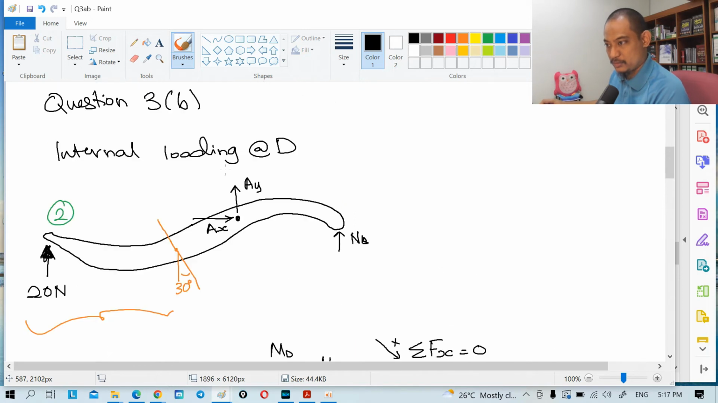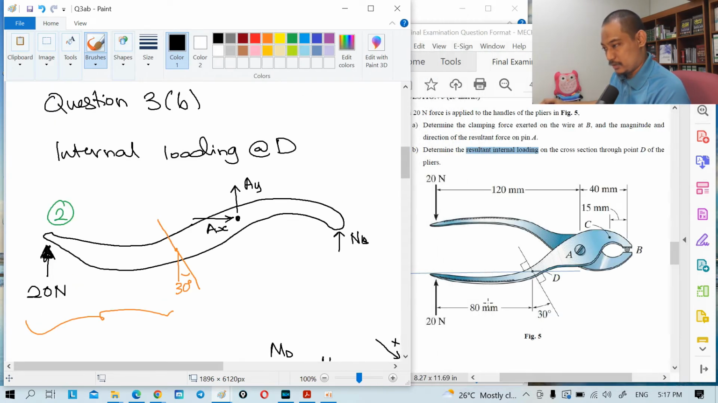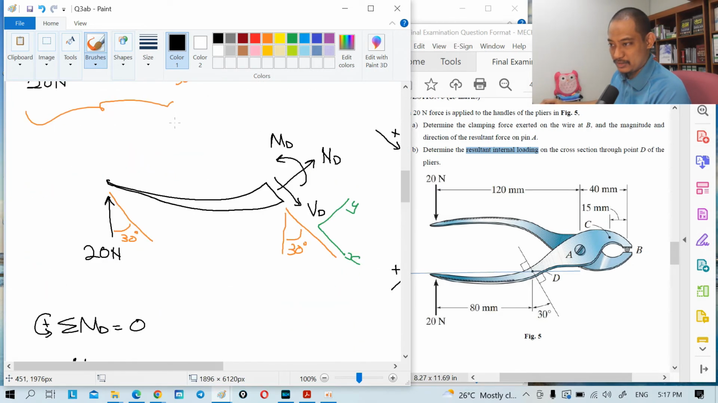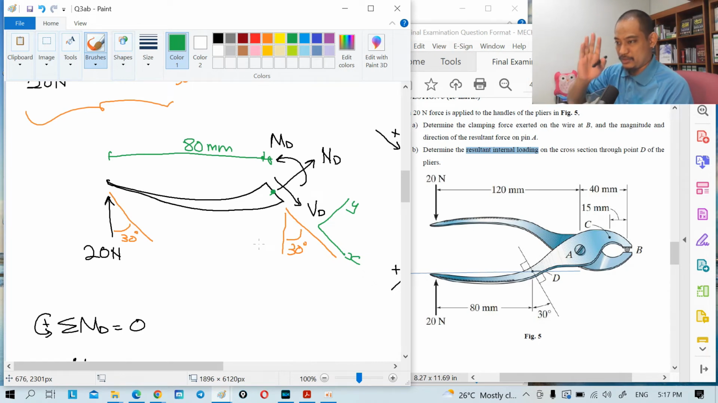What is the distance? Let's see the question. Okay, the distance is 80. The horizontal distance is 80, right? Meaning that from this point here, horizontal is 80 mm to the exact point here, actually, right? So okay, mainly I don't need to resolve because this is straightforward vertical perpendicular, right?